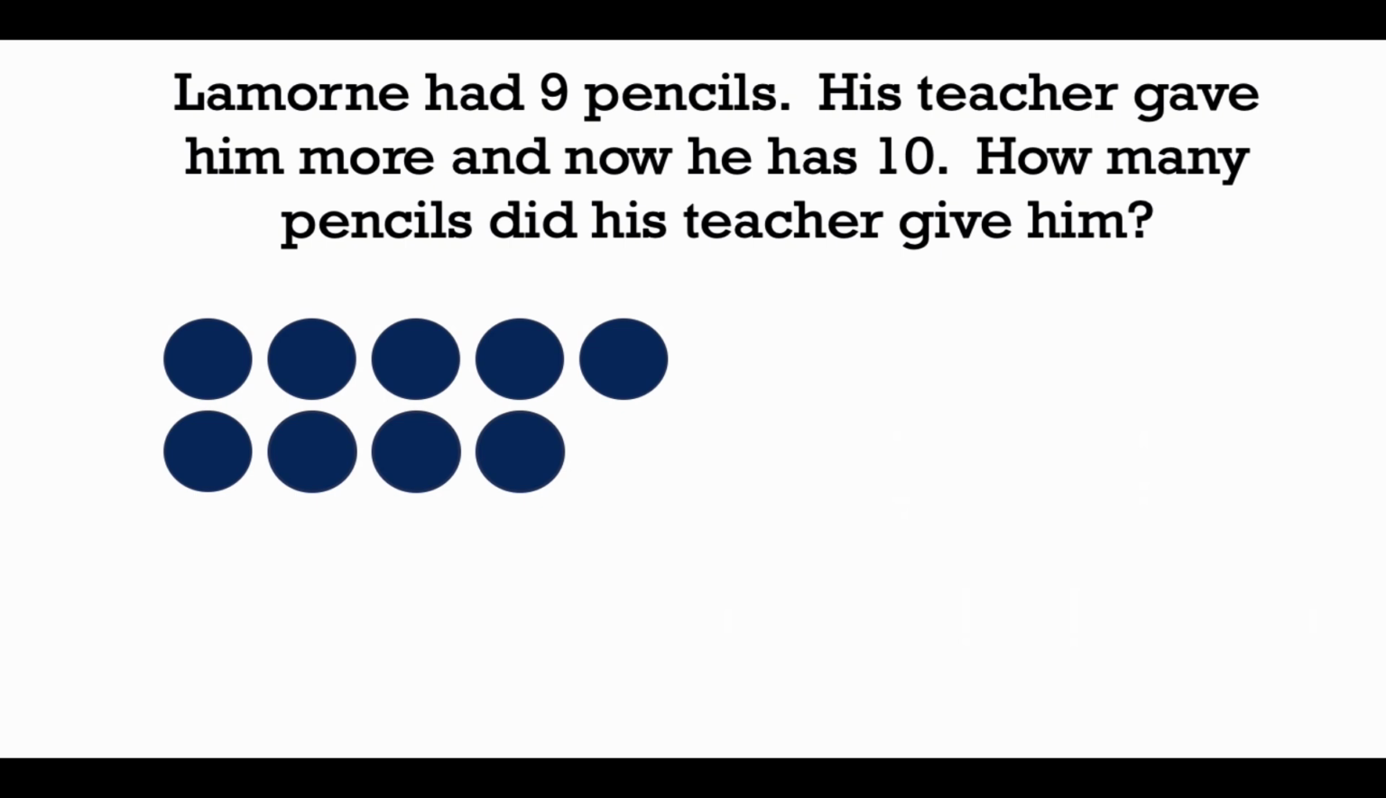All right, perfect. All right, so you have your 9. All right, so what are we going to do? We need to get to 10 because Lamorne's teacher gave him more. Yes, we're going to draw circles until we get to 10. Are you ready? Let's do it together. So we have 9 and 10. Yes, stop. Yeah, of course. Yeah, that's all we had to draw. Friends, how many pencils did his teacher give him?